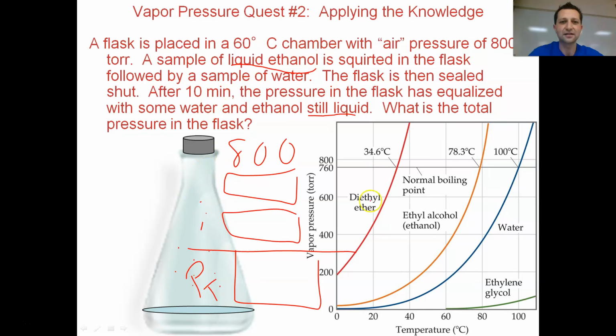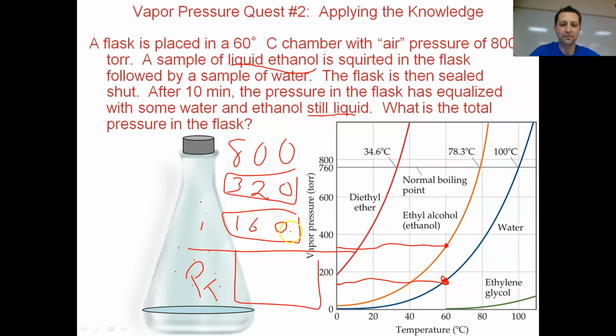60 degrees Celsius liquid ethanol. So 60 Celsius liquid ethanol, we are here, follow it over, and we have about, I'd say 300, I don't know, 320. Okay, let's say 320 torr from the ethanol. Do the same thing for water. 60 Celsius to water and over. Okay, looks like we get about, I don't know, 160, 170. Let's just go with 160.